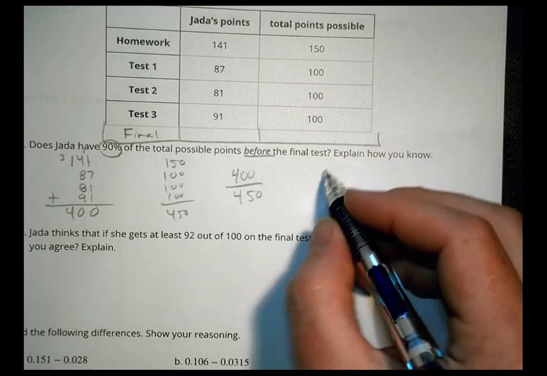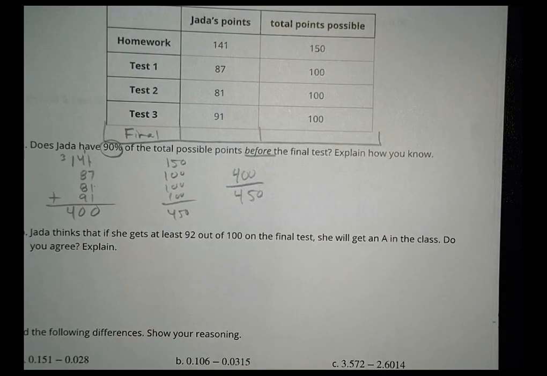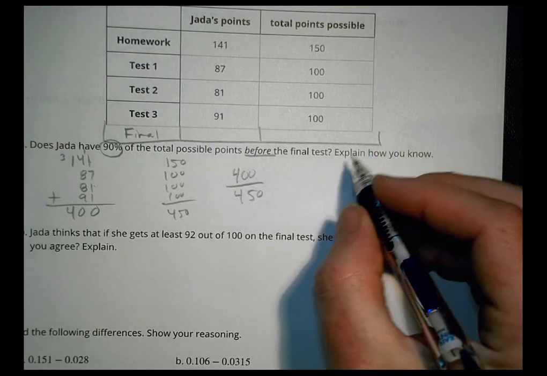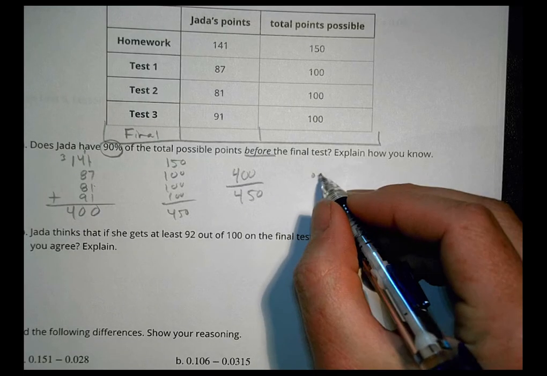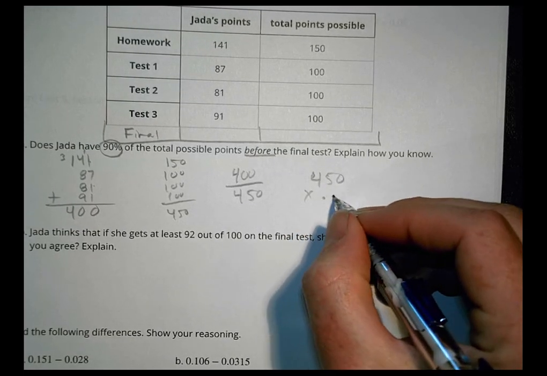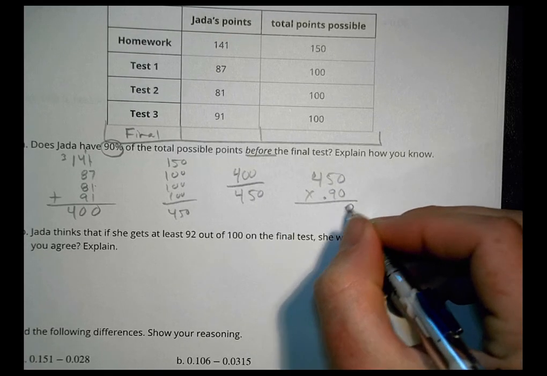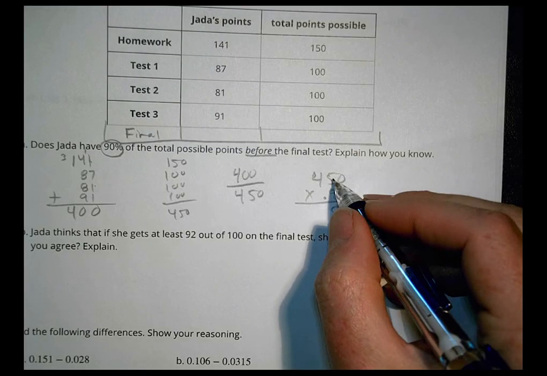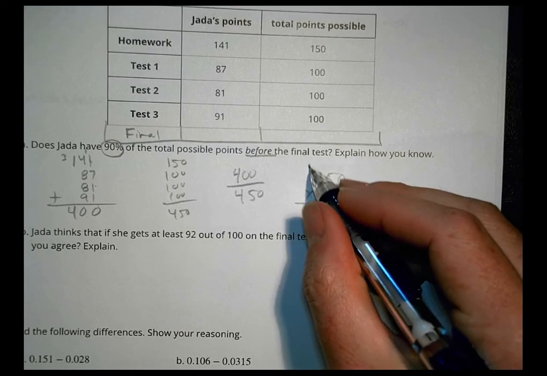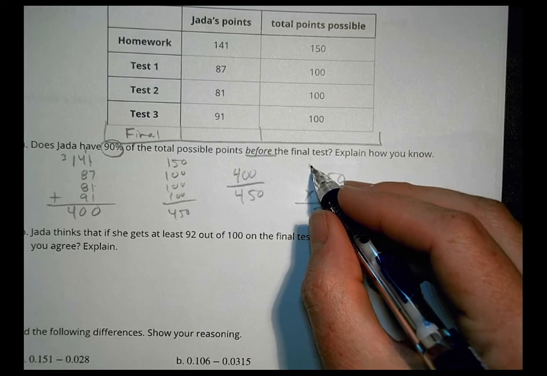Okay. Now, as a division problem, we could say, well, what is that going to be? And you can use a calculator or whatever it might be. But to get an A, she needs to have 90% of this. Well, 90% is 0.9. Let's do 450 times 0.90, 90%. So to have full credit, or have an A, she would have to have how many points? That's 45. 36 plus 4 is 40.